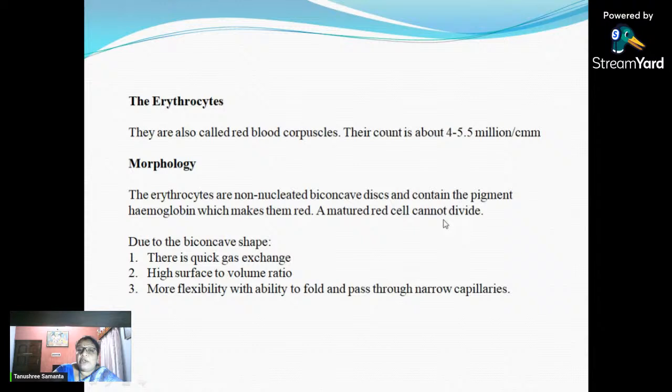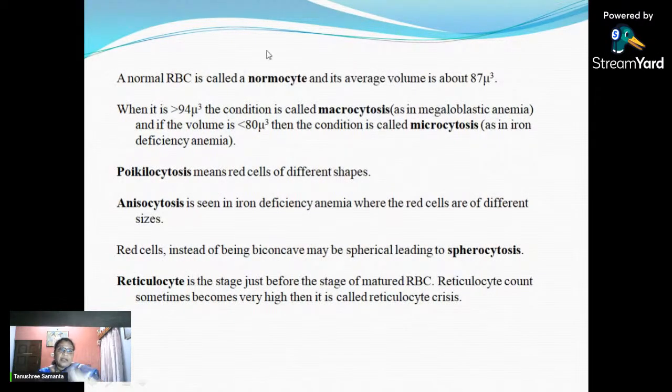It has a lifespan of about 90 to 120 days. And the most important thing which is present in the RBC is the pigment hemoglobin, which makes the blood red. A normal RBC with a size of about 87 cubic microns is a normocyte. When the volume is more than that, that is macrocytosis, and less than that is microcytosis.